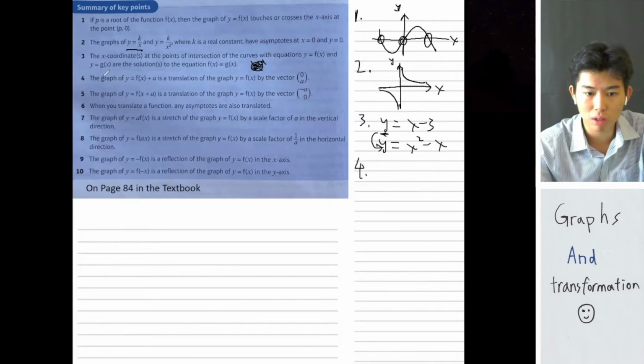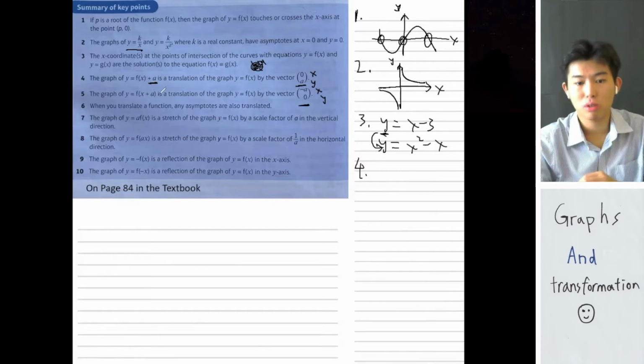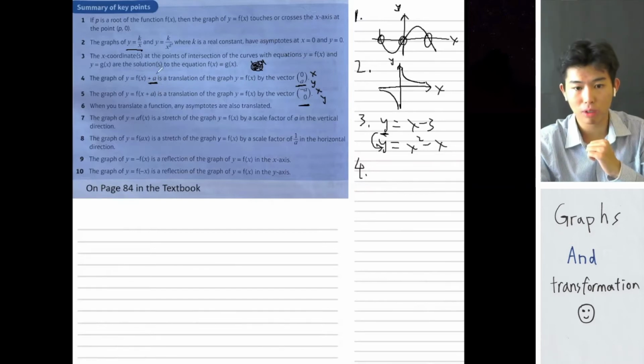Okay, for part 4, the graph of y equals f of x plus a is the translation of the graph y equals f of x by the vector with components 0 and a. So if you see this kind of case, 0 is the x-component and a is the y-component, and similarly, negative a is x and 0 is y. So what does that mean? What does plus a mean? If you see the equation look like this, basically the graph of y equals f of x moves up or down vertically by a units.